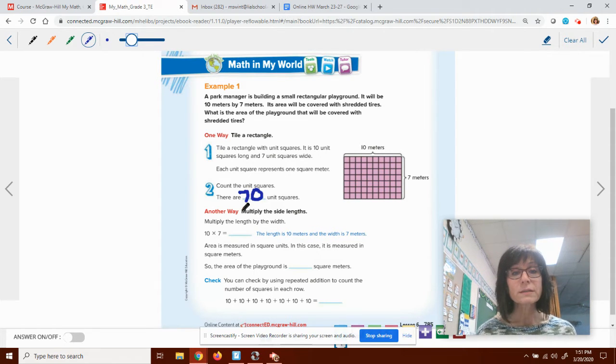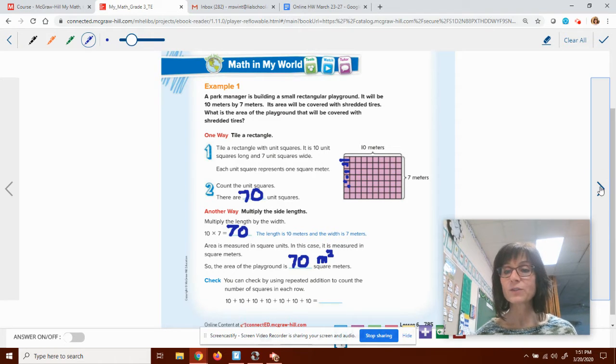Another way you could do this, they're showing you, if you either count or just what we did, 10 times 7 to get 70. The length is 10, the width is 7. So the area of the playground is 70 square meters. Now, you could also have written this with the abbreviation of m, a lowercase m with a tiny little 2. 70 square meters. You can check by using repeated addition. In this case, we could have said 10, 20, 30, 40, 50, 60, 70.